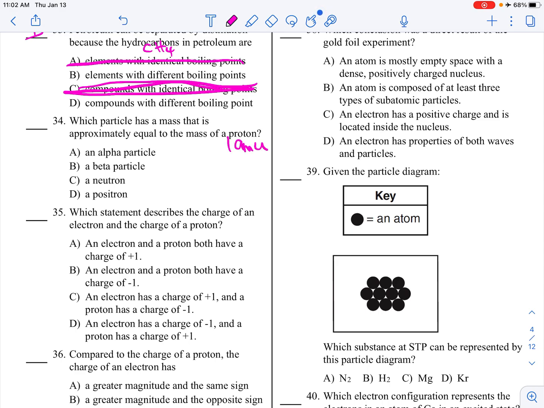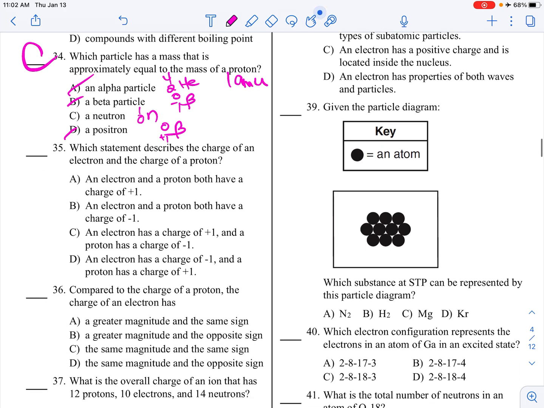So that's the upper left corner in the notation. Alpha particle is 4 over 2 He, which means a mass of 4, which is not 1. Beta particle is 0 over negative 1, so mass of 0. Neutron is 1 over 0, so that's probably our answer. Neutron.